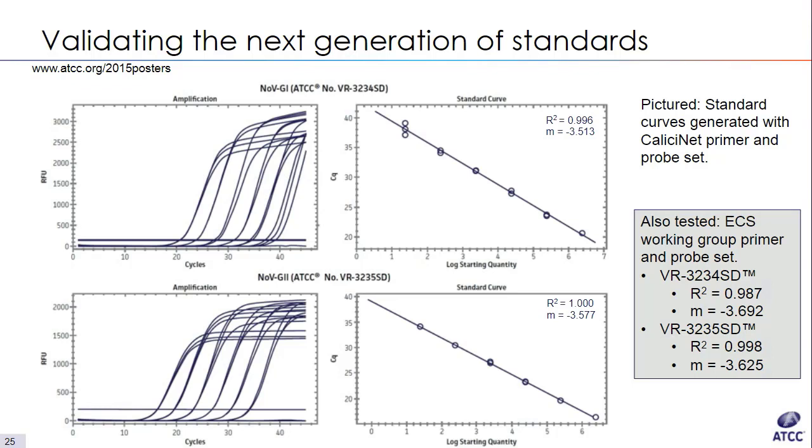This slide shows the standard curves using the CaliciNet assay for the norovirus G1 in the upper panels and norovirus G2 construct in the lower panels. For both new constructs, we have a nice linear progression between dilutions. We ran the ECS assay as well, with similarly good results, reported in the box at right.